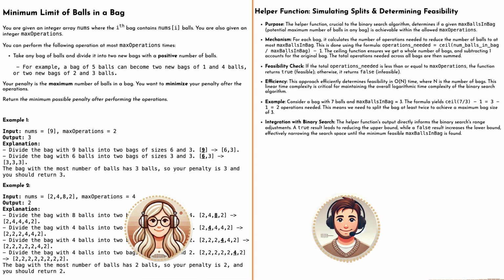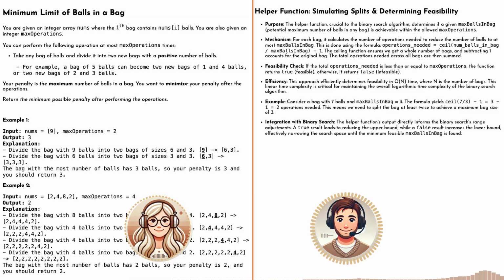So, like if we had a bag with, let's say, 15 balls, and our current penalty was 4. Okay, yeah. So you've got 15 balls, and you want to get them all into bags that have no more than 4 balls each. The helper function would calculate how many times we need to split that 15-ball bag to make that happen. Right. You've got to split it strategically. Let's see. One split would give us 8 and 7. Then we'd have to split the 8 to get 4 and 4. And then the 7 would need 2 more splits to give us 4, 2, and 1. So 4 splits total for that one bag. Exactly. And the helper function keeps track of the total splits for all the bags. So it's tallying up all the splits we need across all the bags.